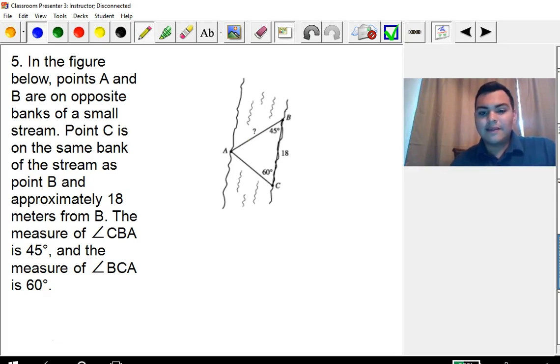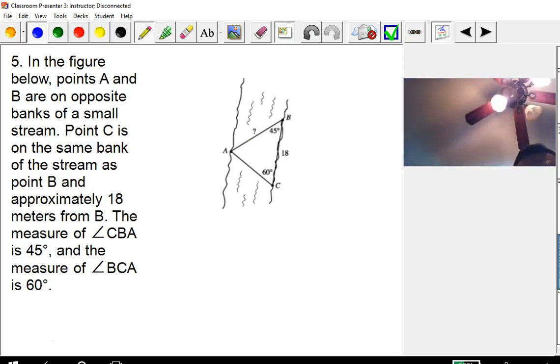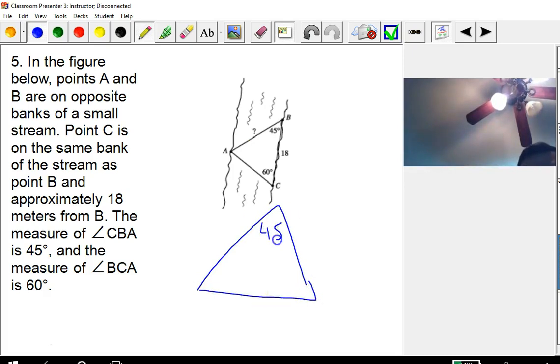Yeah, that's because, as you can tell, triangles have to have all interior angles add up to 180 degrees. So we know that 45 plus 60 is 105, and 180 minus 105 is 75 degrees. Let me show you right now. The triangle here should turn out to be 45, 60, 75, and then this side is 18.